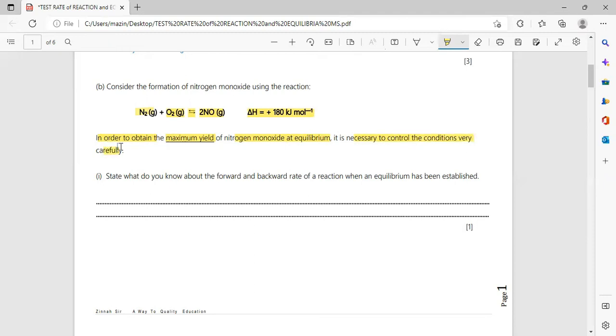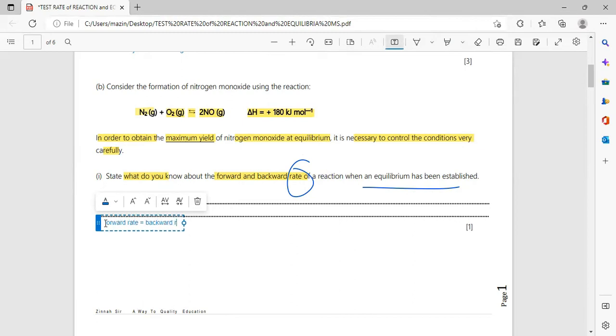There are 3 conditions that affect the rate and affect the position of equilibrium. State what you know about the forward and backward rates when the reaction reaches equilibrium, when it is established. These two are equal. The answer is: the forward rate equals the backward rate of the reaction. Just this is the answer.